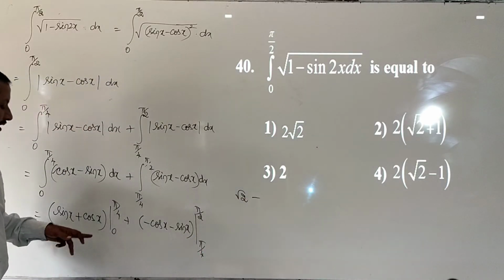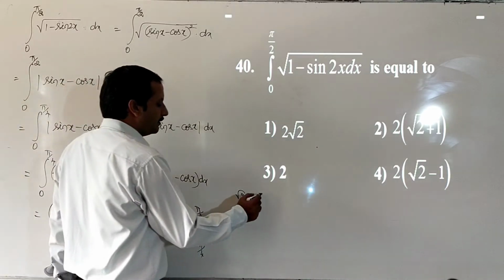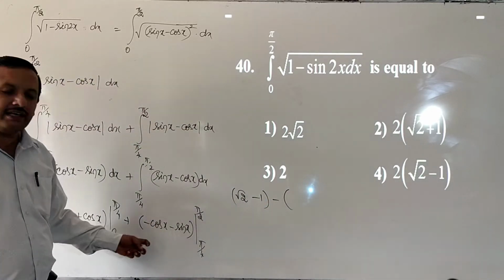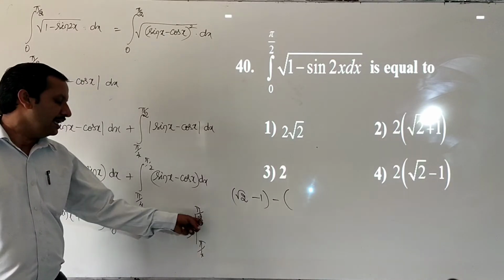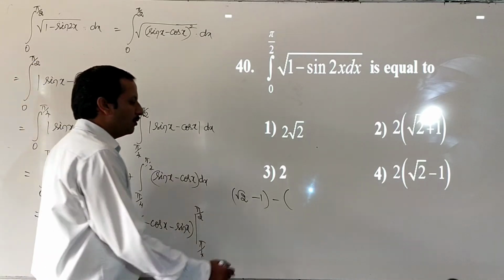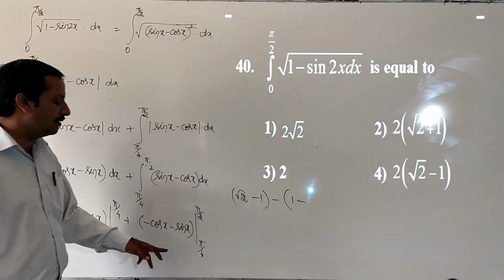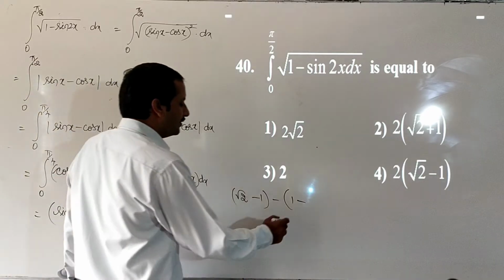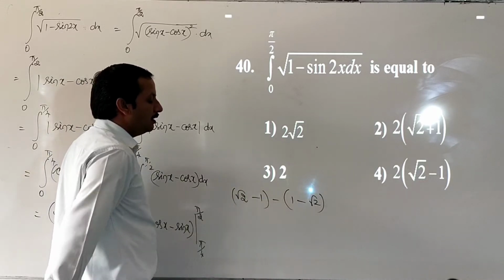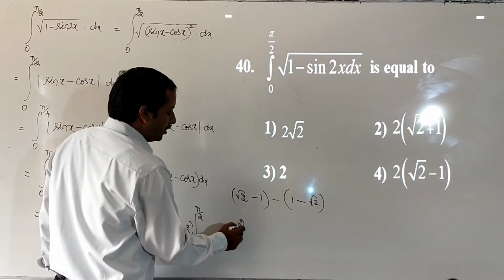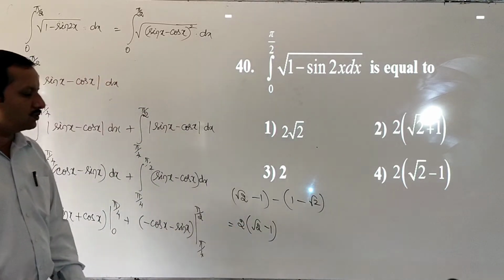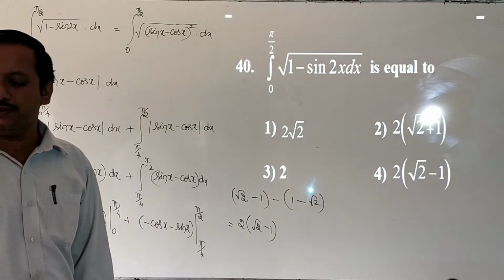Minus, when I apply the lower limit, sin 0 is 0, cos 0 is 1. Root 2 minus 1. Minus of, I have taken minus out, so cos x plus sin x. If I apply the upper limit, pi by 2, cos pi by 2 plus sin pi by 2, that will give you 1. Minus, now if I apply the lower limit, cos pi by 4 plus sin pi by 4, that will give you root 2. Okay? So it will become root 2 minus 1 plus minus 1 plus root 2. So altogether, after all the simplification, we get 2 into root 2 minus 1. 2 into root 2 minus 1 is the fourth option.